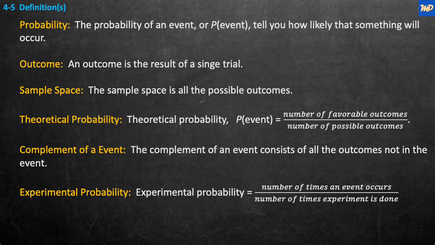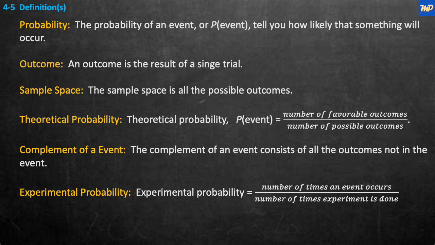Okay, before we get started, I'd like to just go over a few definitions. You'll see them again in the slides of this video, but let's just get them going in our mind so we can be thinking about them. The probability of an event, or P(event), that's how we'll write it, tells you how likely it is that something will occur. That's what the probability is.